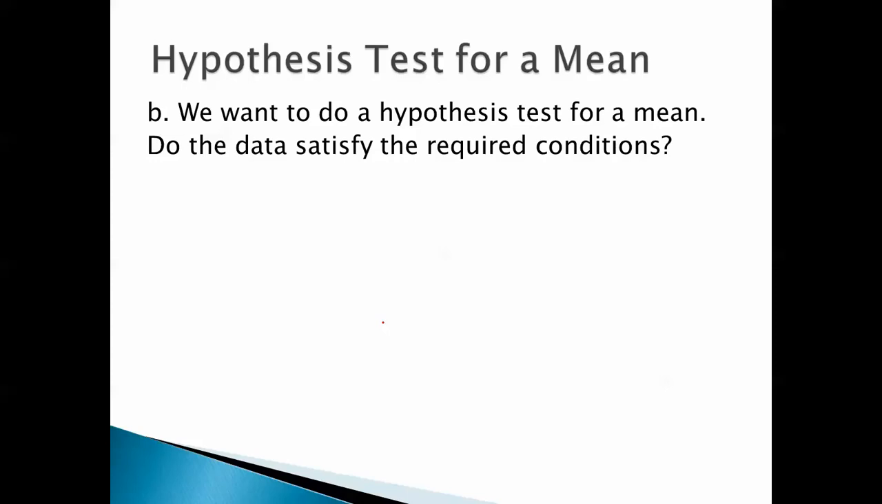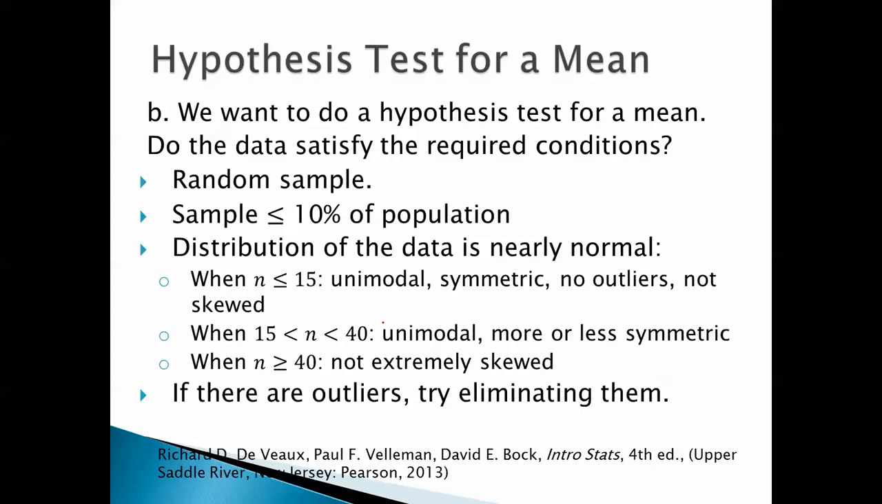Do the data satisfy the required conditions? Here are the conditions for using the hypothesis test for a mean. First, the data have to come from a random sample. The sample has to be less than or equal to 10% of the population. If you have a sample that's bigger than that, you can still do a hypothesis test, but you need to make some adjustments, and that's beyond the scope of this course.